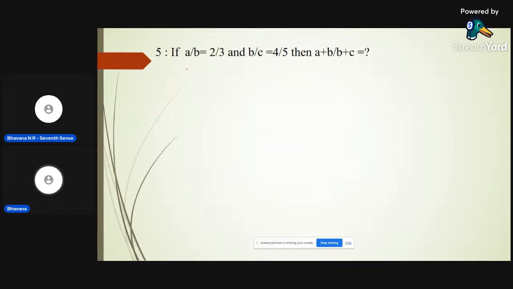Next. What they have asked: if A by B equals 2 by 3 and B by C equals 4 by 5, here we need to find A plus B and B plus C. For that we have to know the value of A and the value of B. So tell me the value of A and B now. As we've done before, right? Just tell me the value of A and B. So what value will we get?